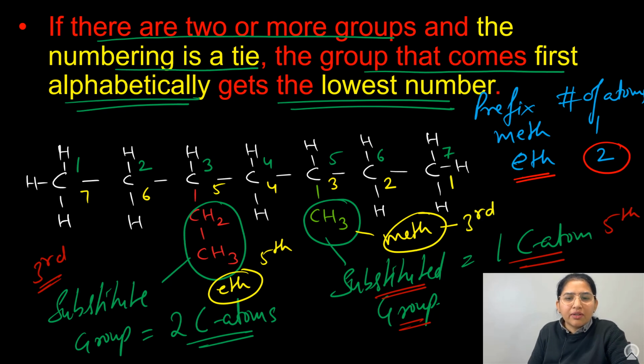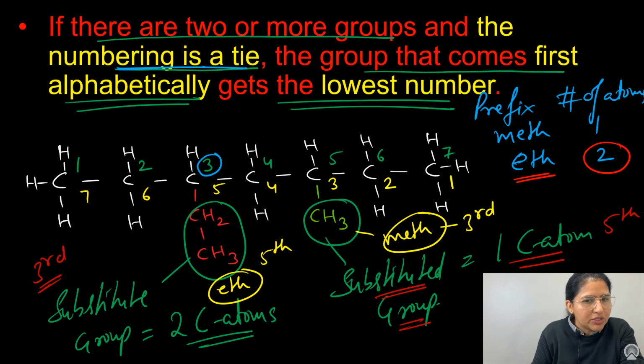Now let's read the rule once again. The rule says if the numbering is getting a tie, you may see that if you are doing the numbering from the left, you are getting one group at the third position. But if you are doing the numbering from the right, again you are getting one substituted group at the third position. Now in this case, you may see there is a tie in the substituted groups.